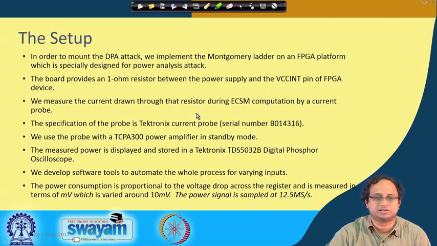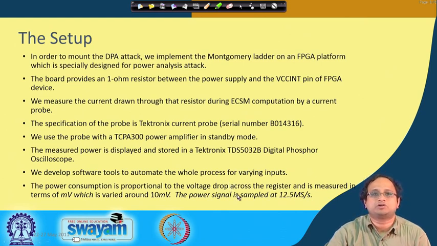Okay, so we know what an SNR is, so we would like the power trace to have a high signal to noise ratio. We basically try to measure the power in a Tektronix oscilloscope, or for that matter any oscilloscope which has got high bandwidth. This is the oscilloscope that we use in our setup, and then we develop software tools to automate the whole process for varying inputs.